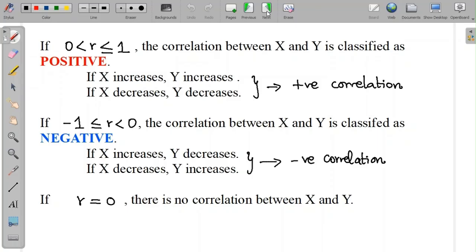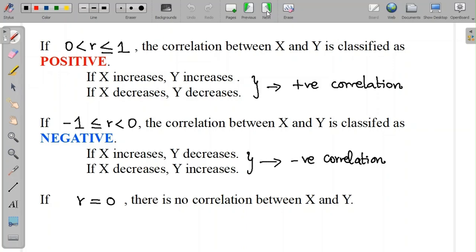If the value of r is between -1 and 0, the correlation is classified as being negative. The two variables are said to be negatively correlated. If x increases, y will decrease. On the other hand, if x decreases, y will increase. In this case, we say that the correlation is negative. So when x rises, y falls. When x falls, y rises.